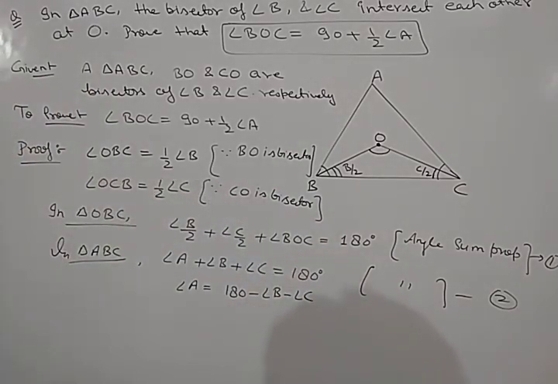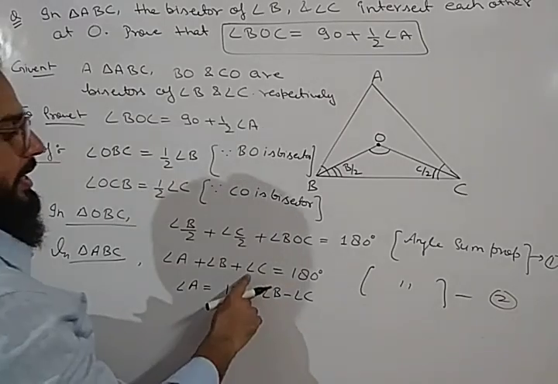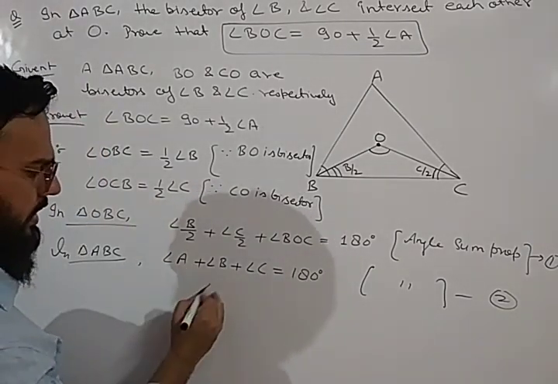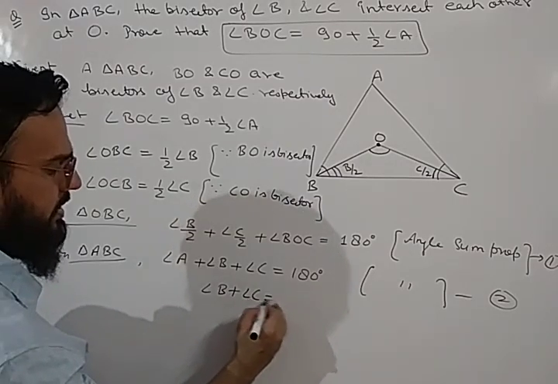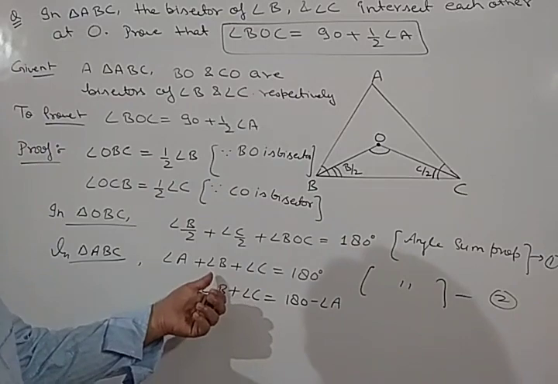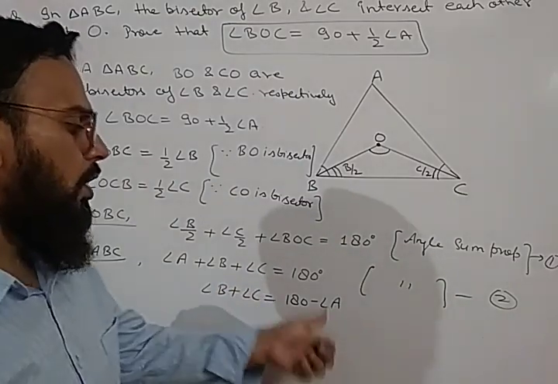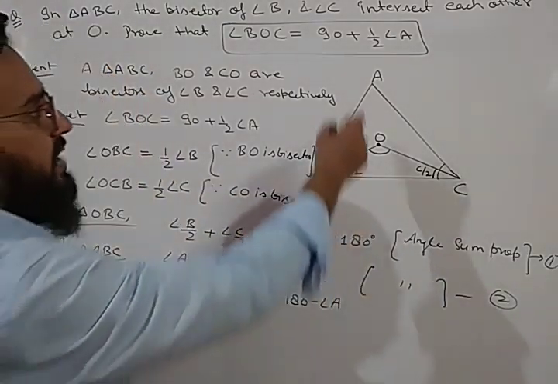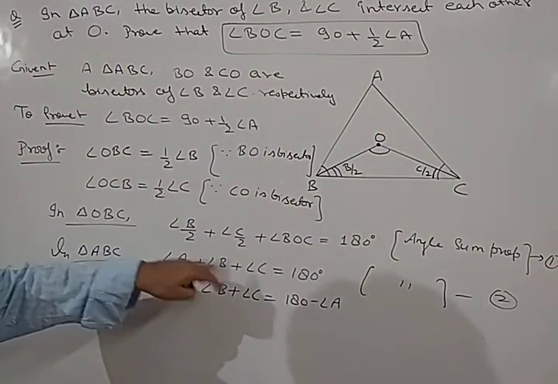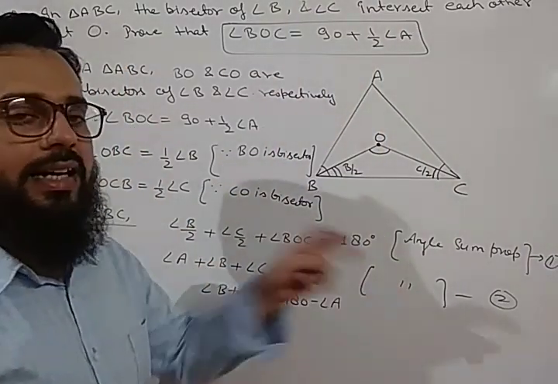We can write angle A is equal to 180 minus angle B minus angle C, or let us write it as angle B plus angle C is equal to 180 minus angle A. This will be more convenient. We are writing angle B plus angle C is equal to 180 minus angle A, because we have to prove 90 plus half angle A. So we are converting this term in terms of 90 and angle A.